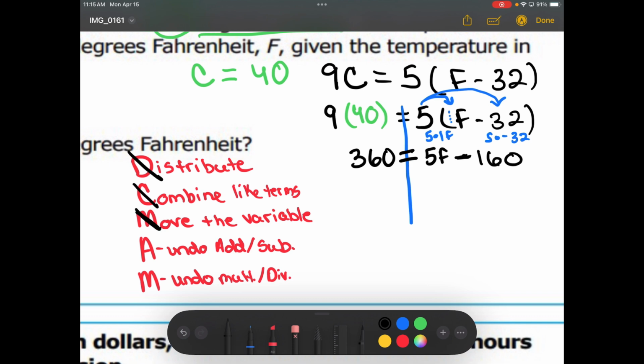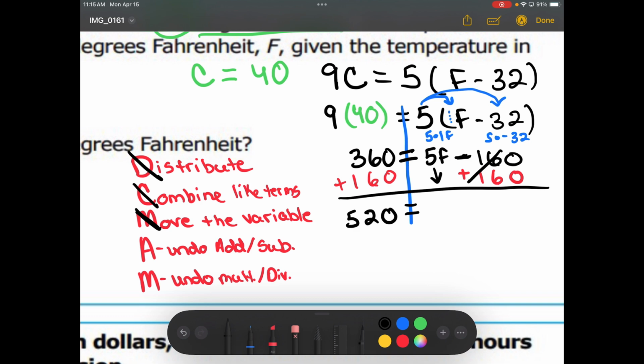We are down to A, undo any addition or subtraction. Do we have any addition or subtraction? Yes. What do we have? The 160 is being subtracted. How do you undo subtraction? Very good. So I'm going to add 160. What you do to one side, you do to the other. What is 360 plus 160? 520. Good job. Bring down your 5F. And we are done with undoing any addition or subtraction.